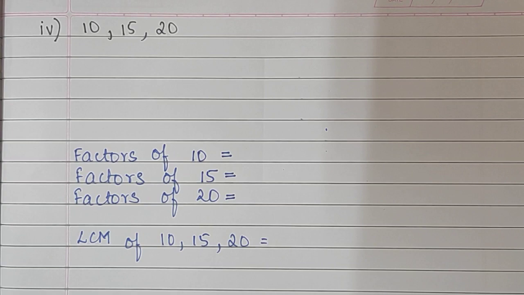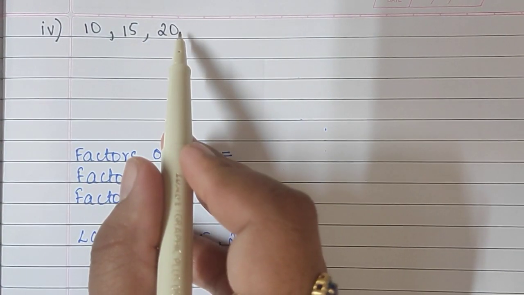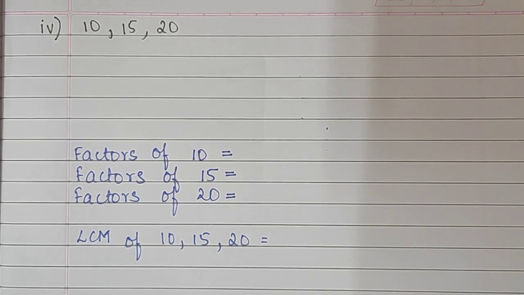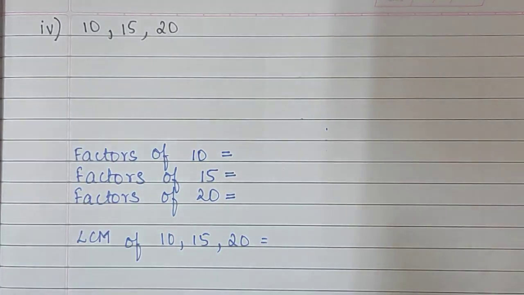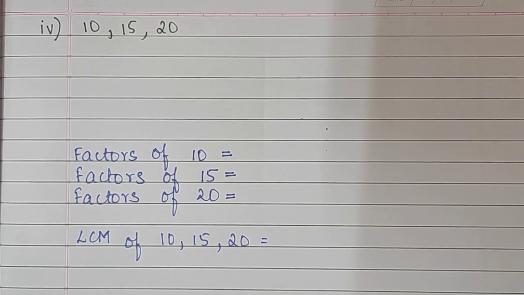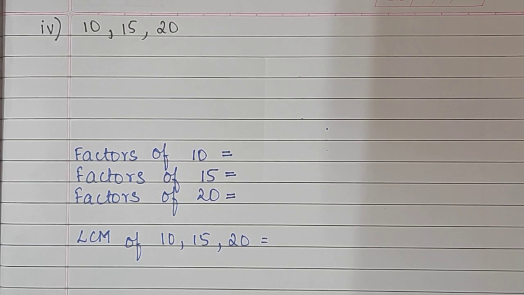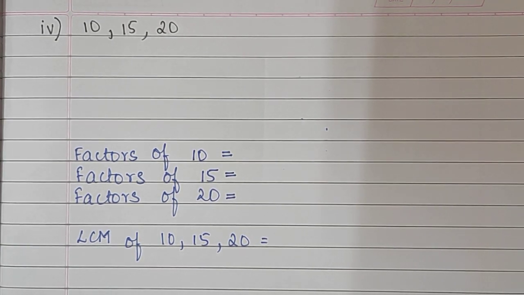Moving to sum number 4. Now sum number 4 has 3 numbers here, so we will try it with method 1 so that you understand how to do it with method 1 when there are three numbers also. So this sum I am not doing by method 2, I will only do it by method 1. You are supposed to do it by method 2 as well as method 1 for this sum only. Rest you can just do by method 2, no problem.